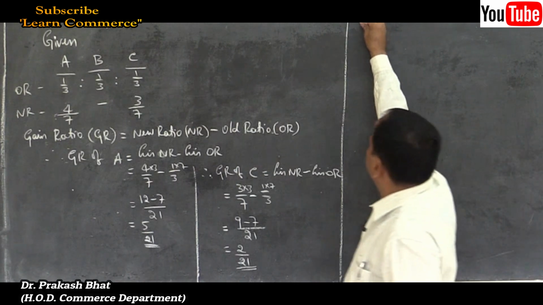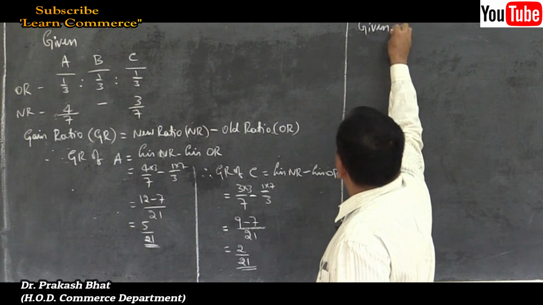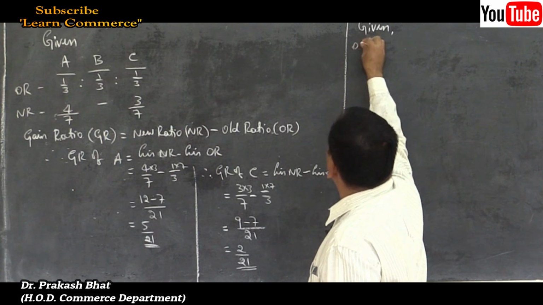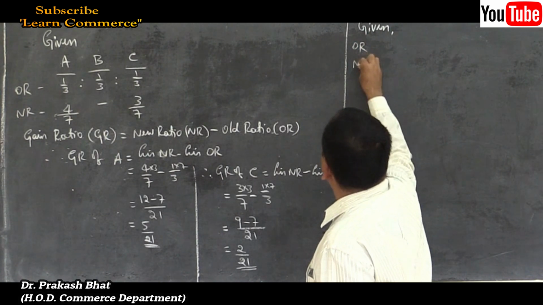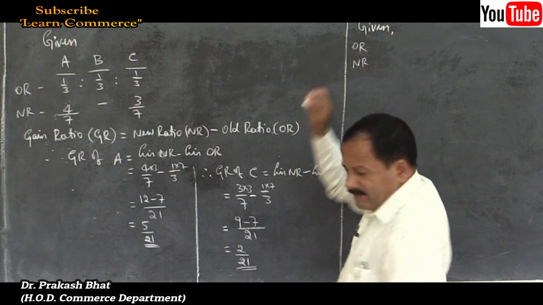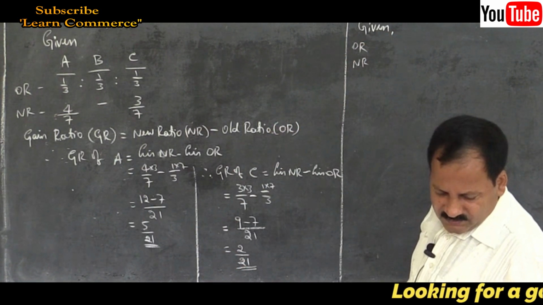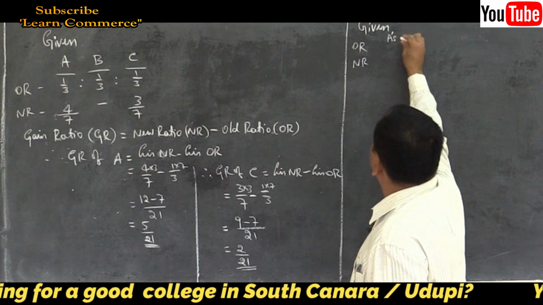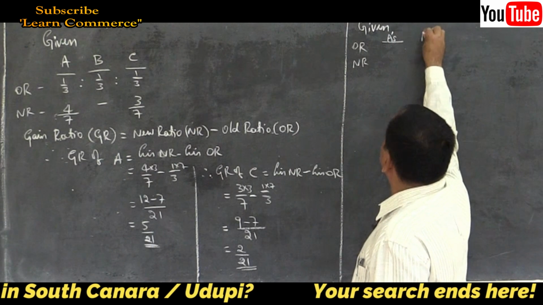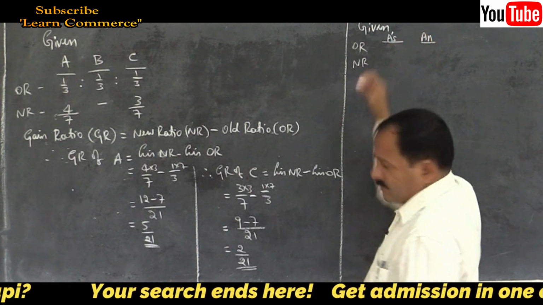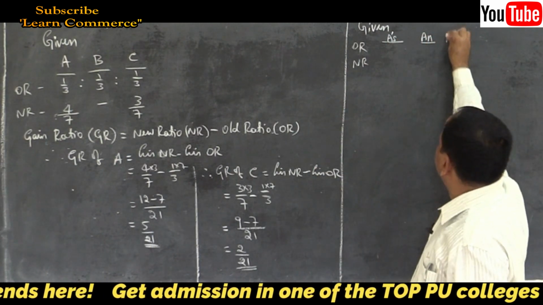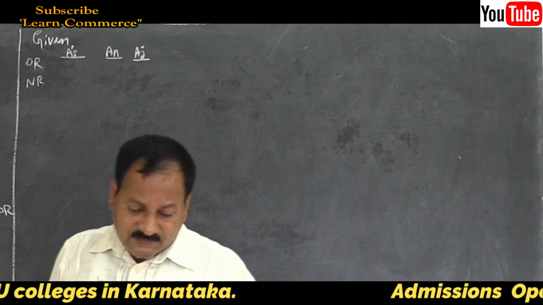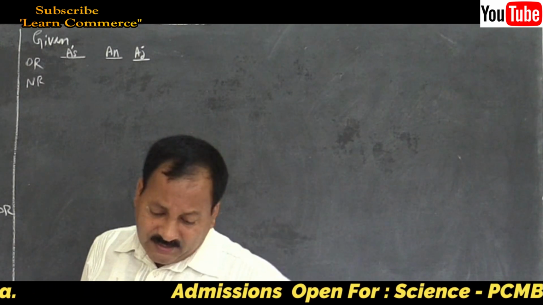Write given, that is old ratio, new ratio. Write the names Ashok, Anil and Ajay. Ashok, I will write AS, Anil, I will write AN, and Ajay, I will write AG. Clear? Yes. Ashok, Anil and Ajay.